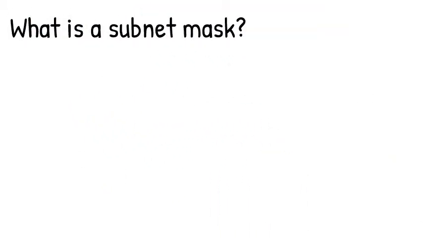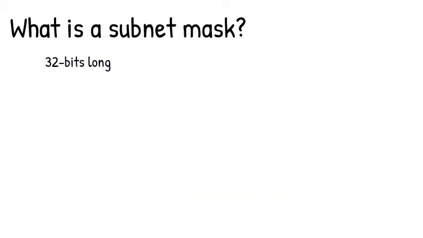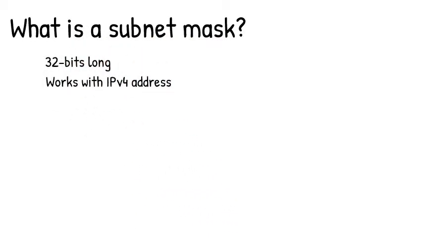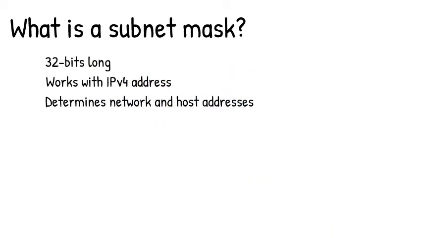In IPv4, a subnet mask is 32 bits long, the exact same length as an IPv4 address. This subnet mask works with the IPv4 address, and it helps determine the network address and the host portion of the address. So let's take a look at how this would work, and we'll look at it both in decimal and then in binary, which is the way the computer actually looks at it.